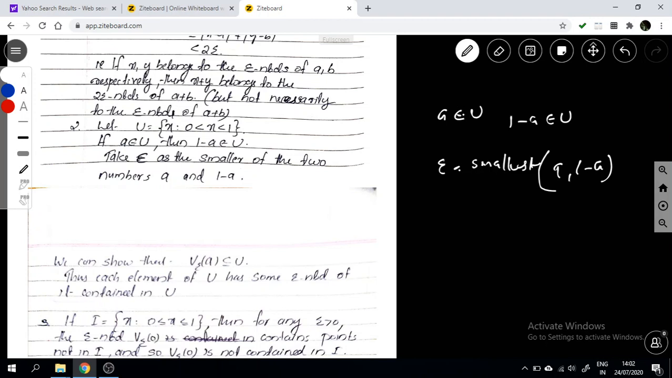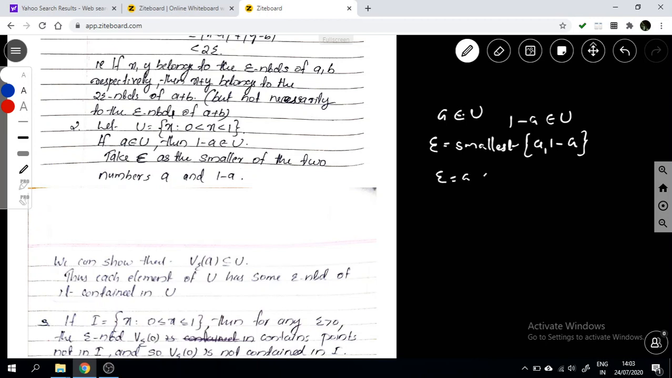Okay, then we can show that V epsilon of A is a subset of U. We can show it like this. Epsilon is the smallest of A and 1 minus A. Let us assume A is the smallest. That is, we take A equal to epsilon. Then A will be less than 1 minus A.